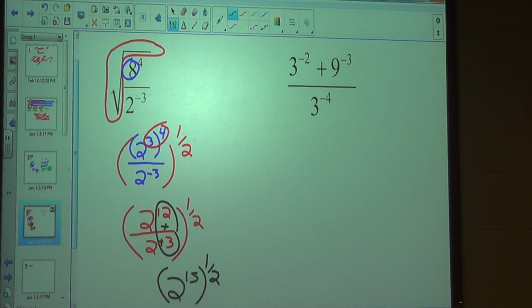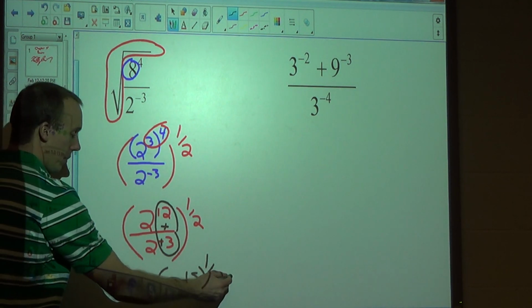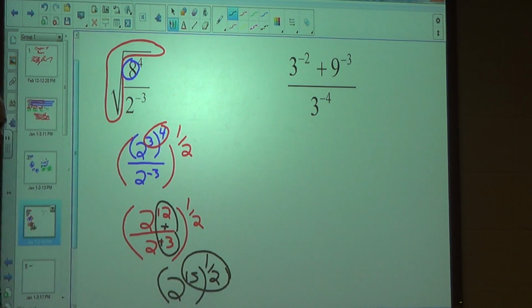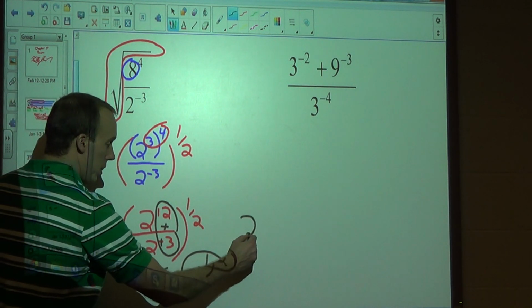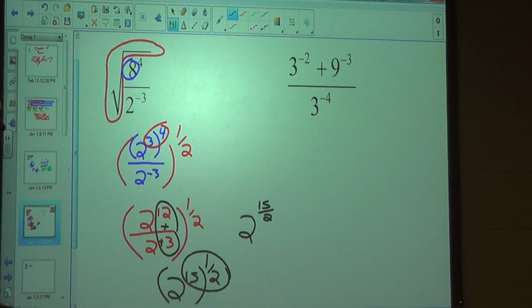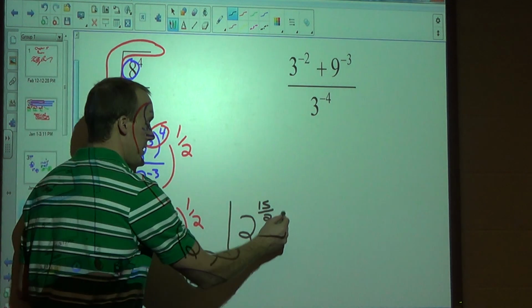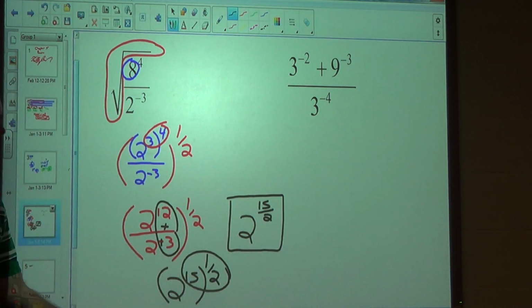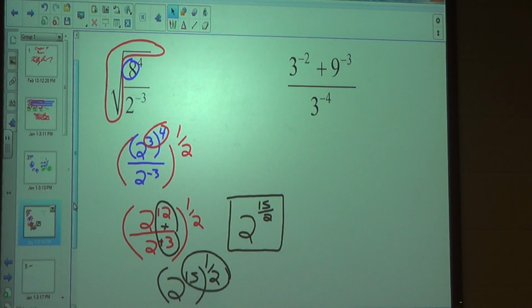And then how could I finish this? Simplify, power to a power, and what does that give me? 2 to the 15 halves, or 7.5 if you want, yep. And you can leave this one because that doesn't come out nicely. Questions on that one? What happened to the second 2?